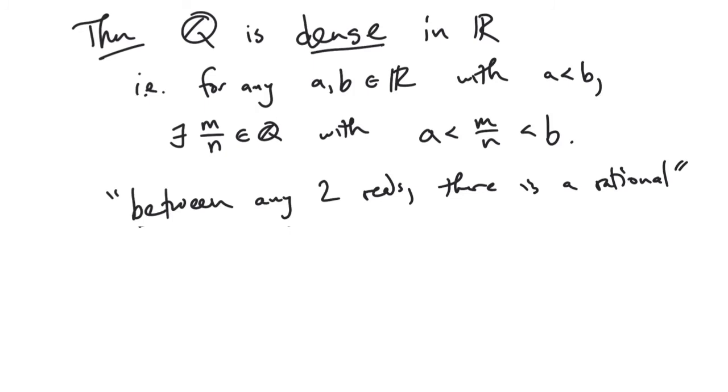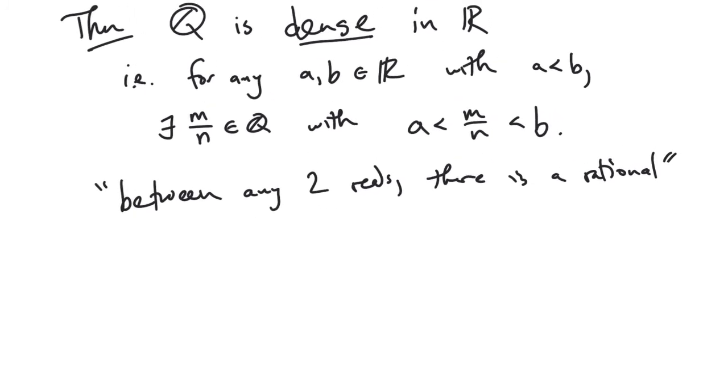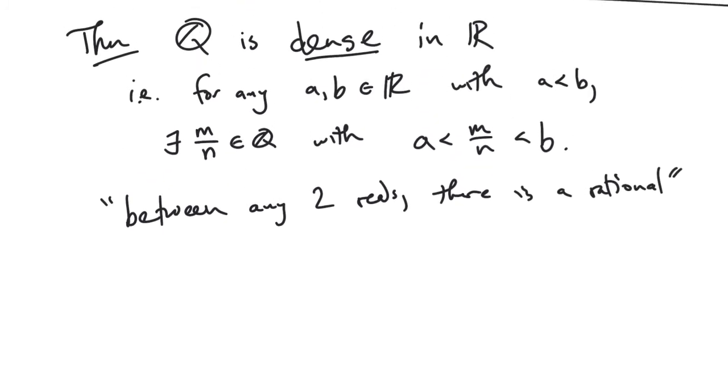Dense means between any two real numbers, there is a rational in between. And the same is true the other way around: between any two rationals, there's a real number in between. We've got 10 minutes. Let's try to look at a very concrete example of this fact, and then we'll get back to showing why exactly this is true. Maybe we'll do that next time. But how about a very specific example?